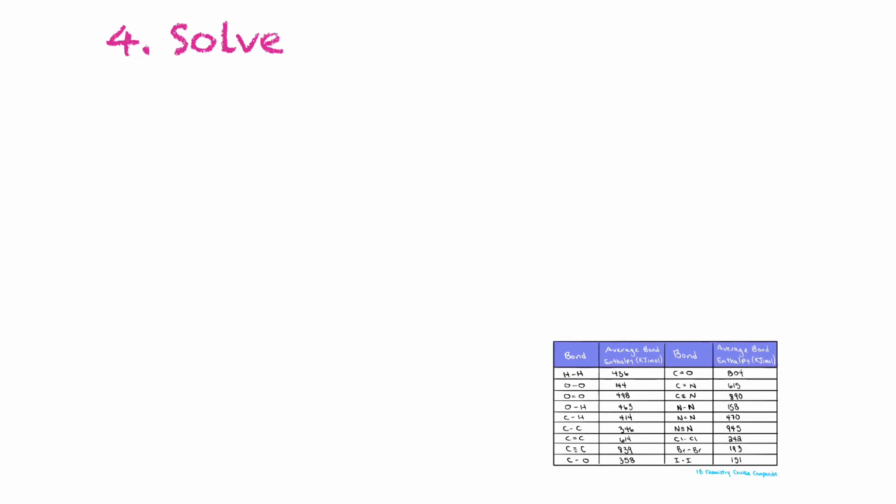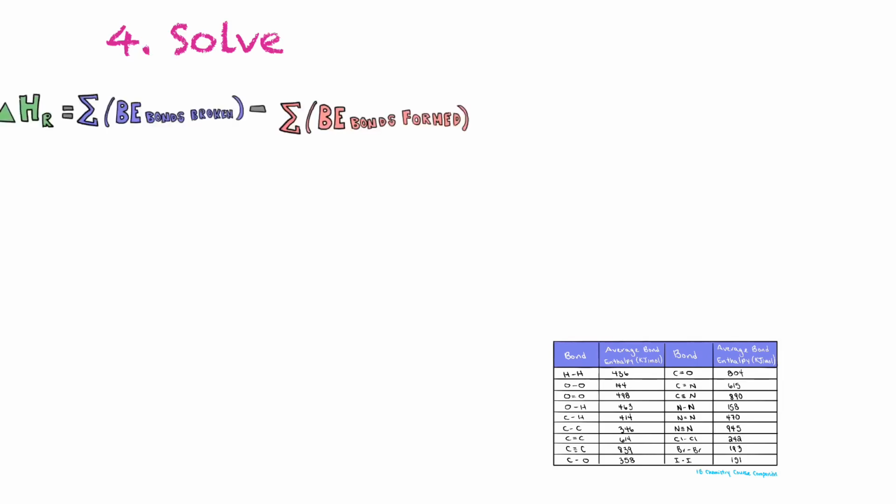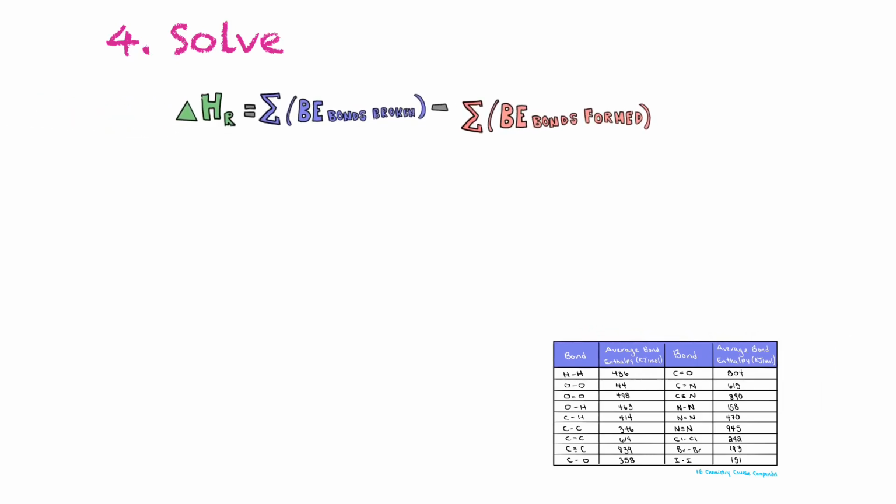So first of all, we have to remember that the heat of the reaction is equal to the sum of the bond energies of the bonds broken minus the sum of the bond energies of the bonds formed. So the bonds broken would be our reactants, and then our bonds being formed would be the products. So we're going to sum up all the bond energies for the reactants and then subtract all the bond energies for the products. So we're going to solve that.